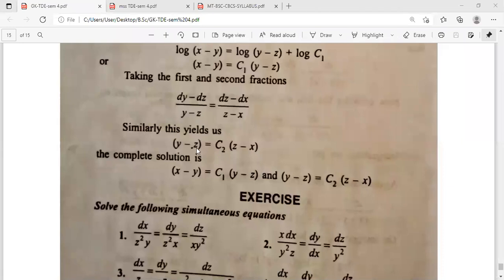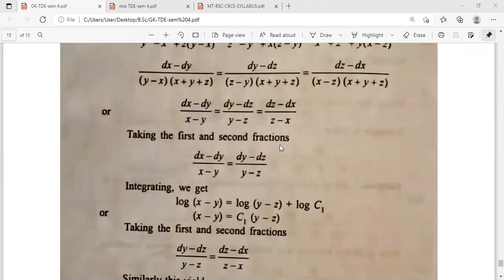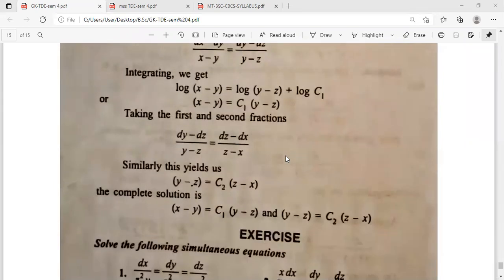And we are adding here y minus z, that is log (y minus z) equal to log (z minus x) plus log c2, that you can write as y minus z equal to c2 into (z minus x), by taking log m plus log n equal to log mn. Now the complete solution: there are the two solutions you got there. I think you can get one more, but two is enough. If you find two solutions from two fractions, you get the solution.